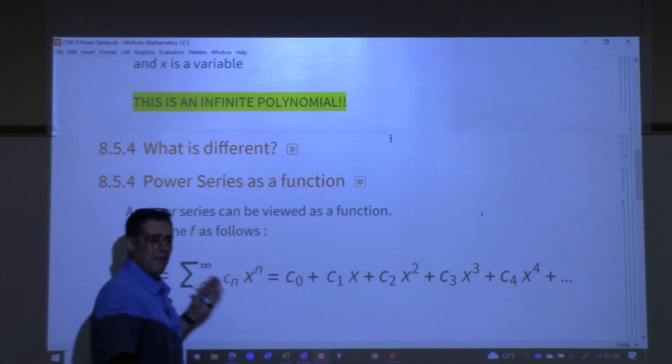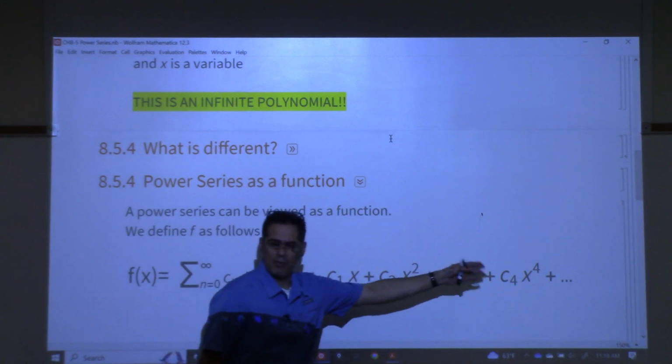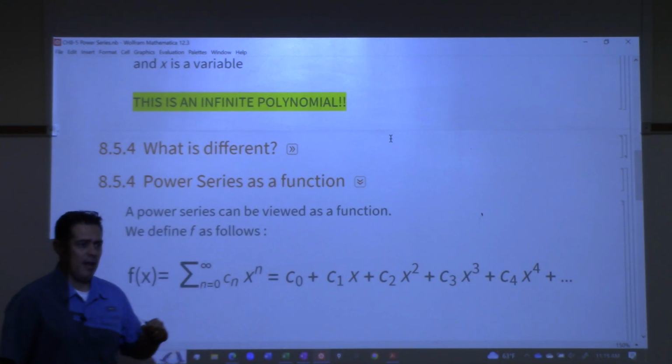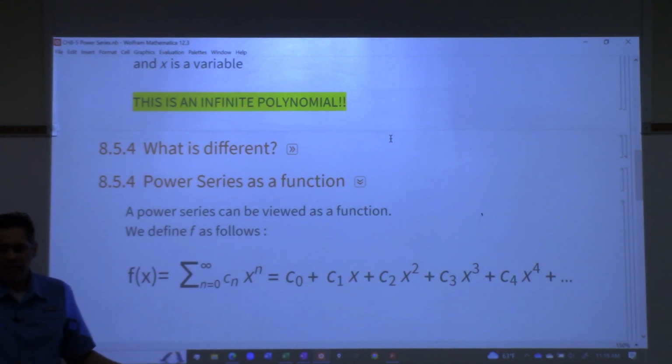If I say, hey, what's f of 3? Then I'm replacing all the x's with 3's. If I say, hey, what's f of 1? You replace all the x's with 1, right? So you can define a function that way.